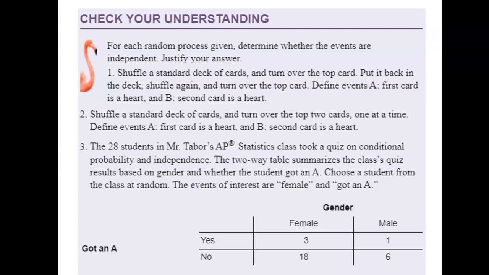All right, the two-way table summarizes the class's quiz results based on gender and whether a student got an A. Choose a student from the class at random. The events of interest are female and got an A. So they want to know if those are independent or not. And you're going to try to prove it with math. And that's my only hint I will leave with you before you pause the video.